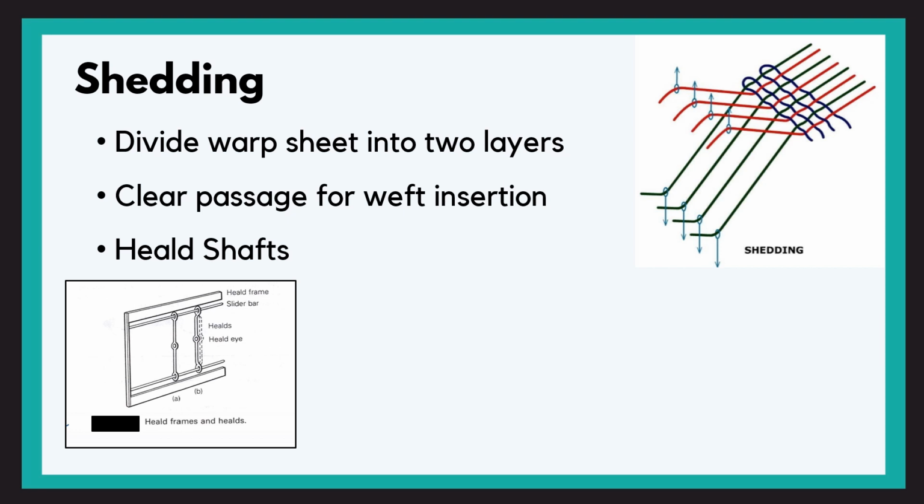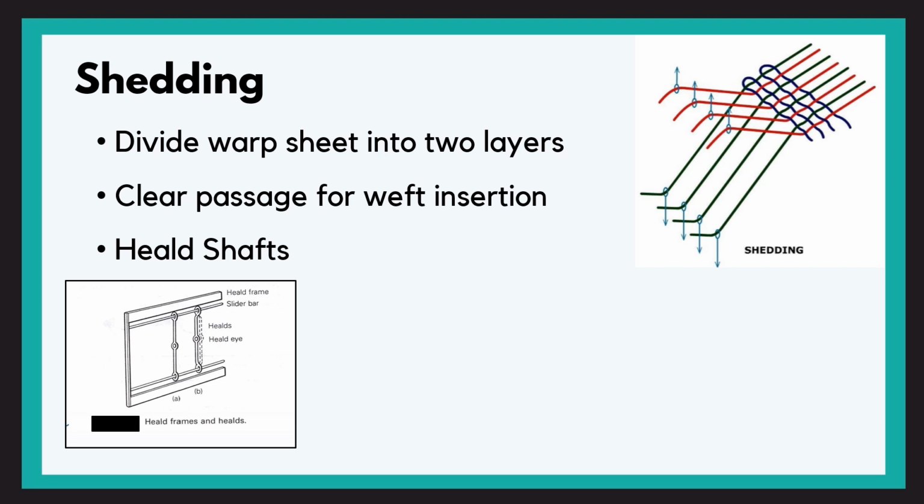In this image we can see that the yarns in the red are lifted upwards and the ones in the green are moved downwards or they stay in the down position. This is known as shed formation. The yarns are moved by the heald shaft, also known as the heald frame. The heald frame has heald wires through which the warp yarns pass.